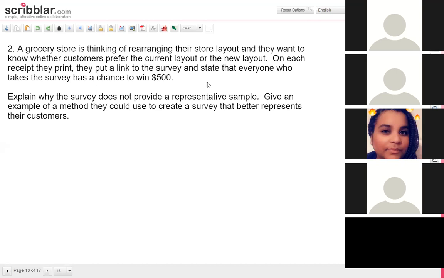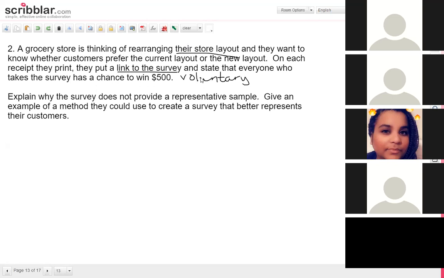So a set amount of customers is kind of close, but the biggest reason why is this is voluntary. They're not saying everyone who's given this receipt will take it. They're saying, hey, if you want to take it, putting a link to a survey, that means it's voluntary, which is not good. And then the store layout part, that's just part of the situation. It's not part of the population. They could have said anything about that. They could say a grocery store is thinking of adding a new aisle in.